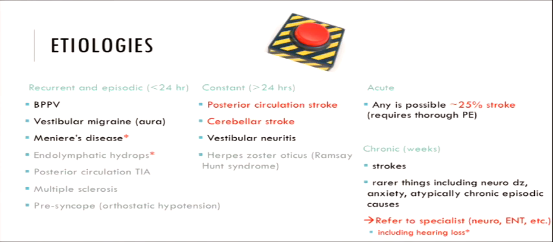Now, the reason that we worry about vertigo is because there are things that we have to do something about acutely. So remember, if they've had vertigo that has been lasting for more than 24 hours or is persistent, you're more worried about things like a posterior circulation stroke or a cerebellar stroke.